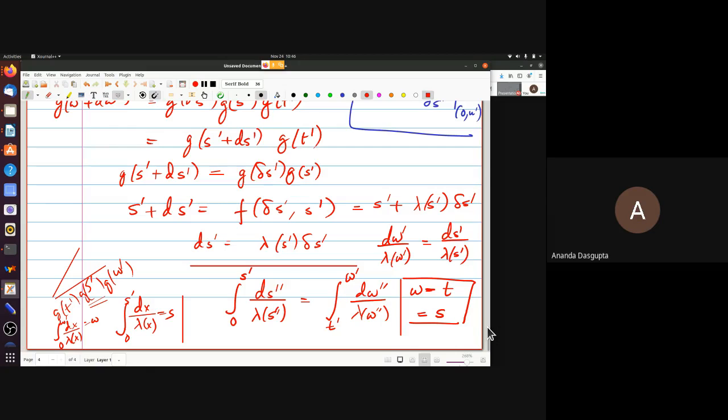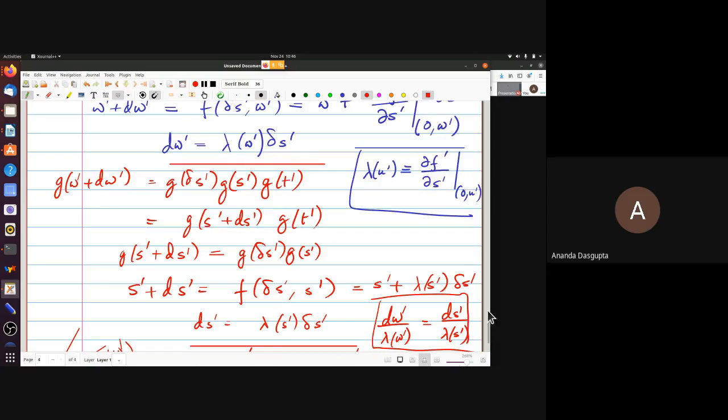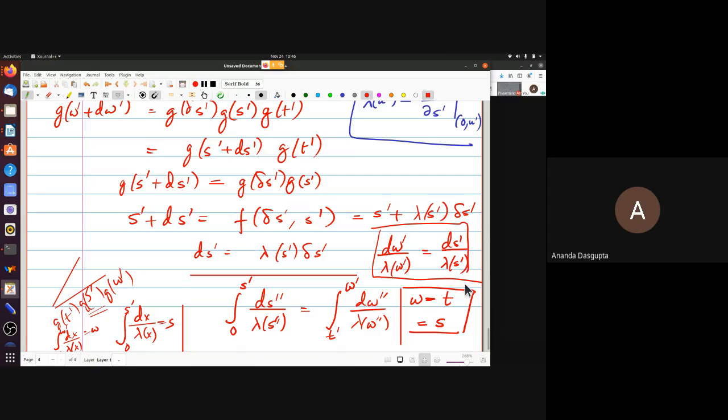Is that clear to everybody? All we are saying is group theory imposes this restriction on how much the parameters will change. Okay? This lambda is some function which comes from this derivative. But the same function on both sides.